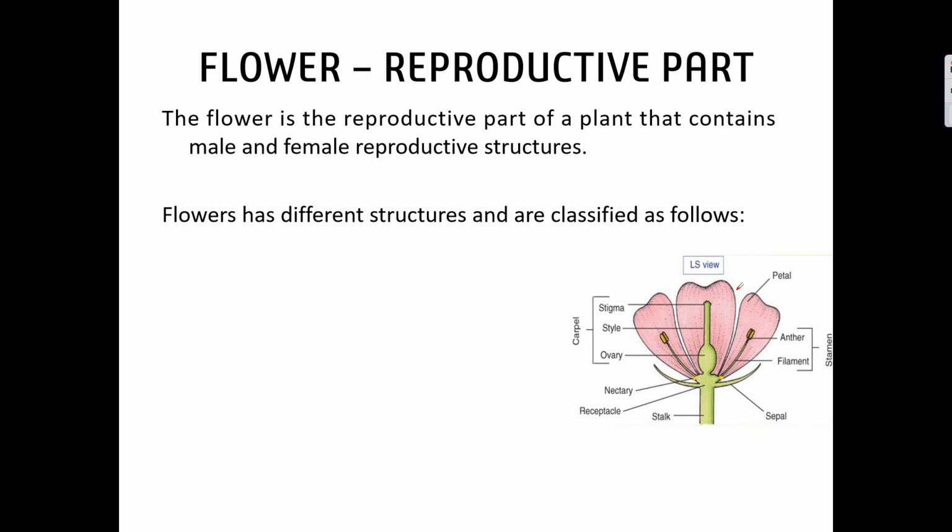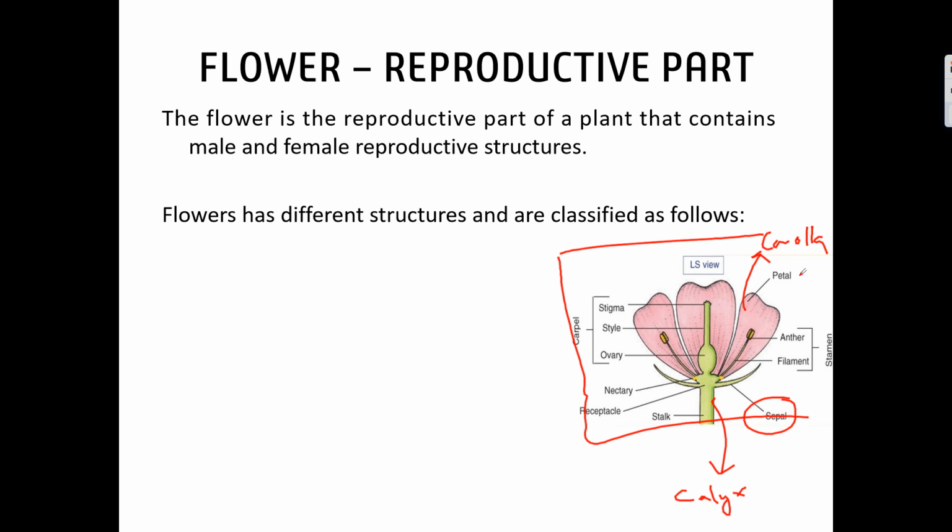If you see the typical flower shown here, you can see this green colored part. This is called the calyx, and this pinkish region is called the corolla. The other names are sepals and petals. These two structures are called accessory structures. It means they are not required for the process of reproduction, but they help in the process of reproduction.